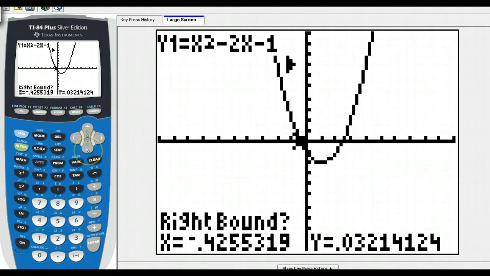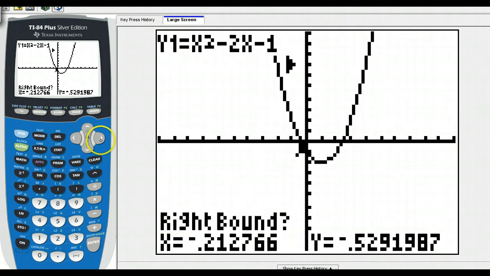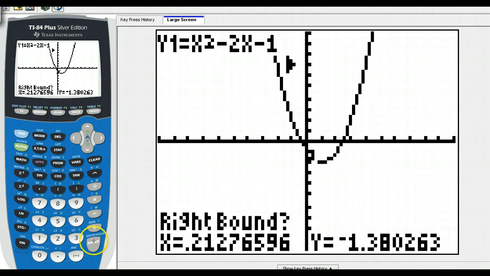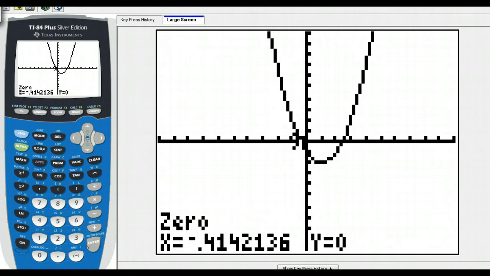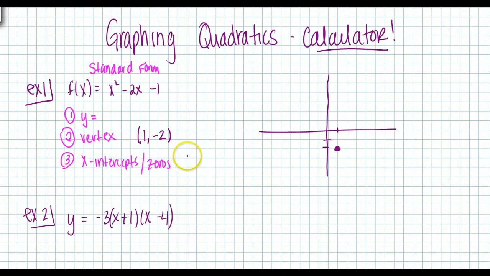Then I go back to my 0 because now my calculator needs a right bound. So I'm going to hit my right arrow key. I think 2 times, 3 times is a good rule of thumb. Press enter and enter one more time to guess. And here I've got negative 0.4142. Not pretty, but that's okay. So negative 0.4142, comma 0.